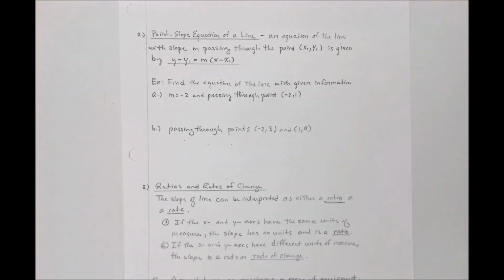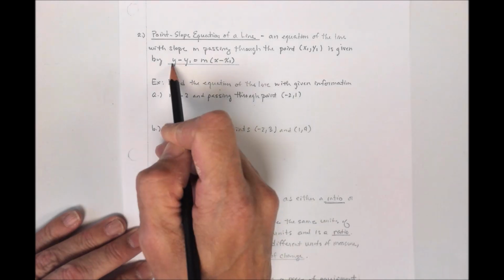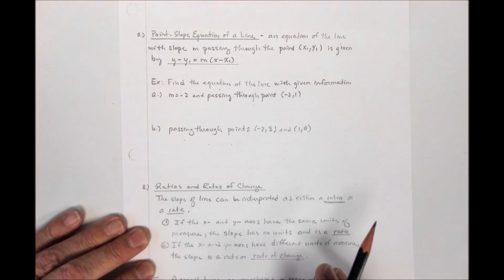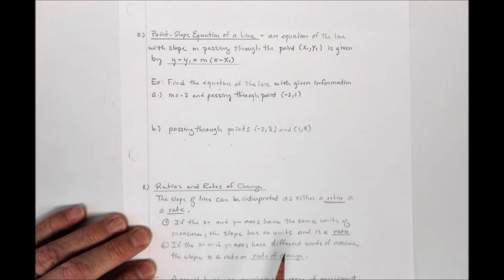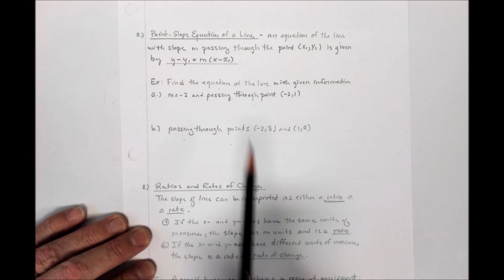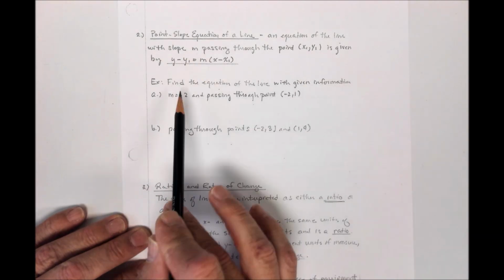The point-slope form of the equation of a line is probably the best route to go, and it is something I'm sure you remember from your algebra days: y minus y sub 1 equals m times the quantity x minus x sub 1. Now, I like to use this when I'm writing the equation of a line, although I like to use slope-intercept form when I'm graphing. We'll mention that in a minute. An equation of a line with slope m passing through the point (x sub 1, y sub 1) is given by this form.